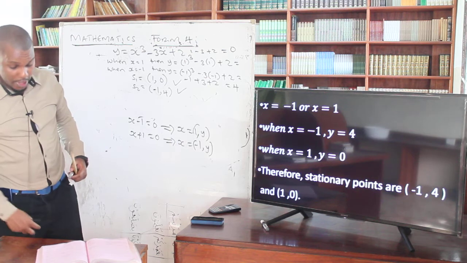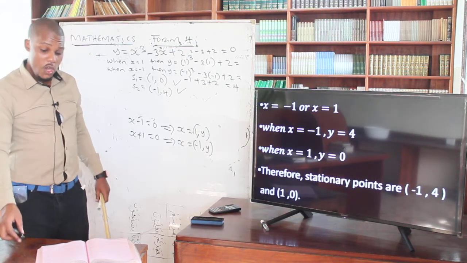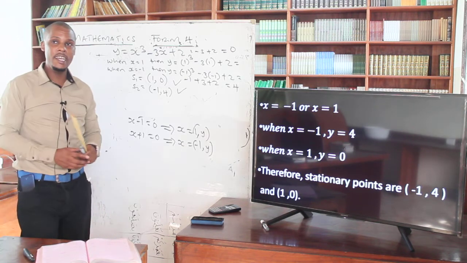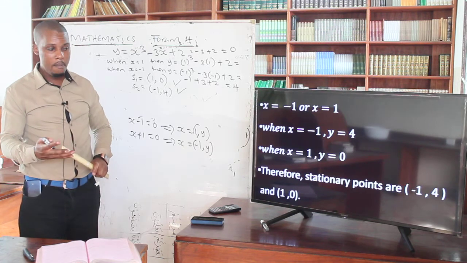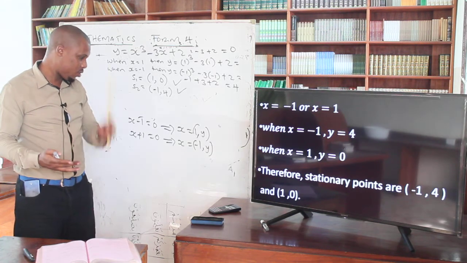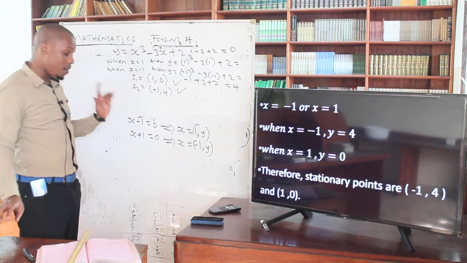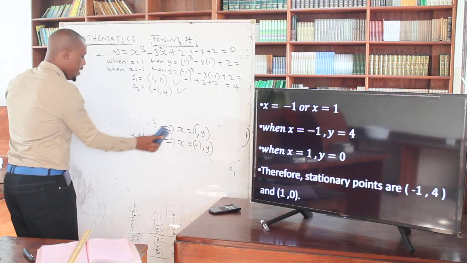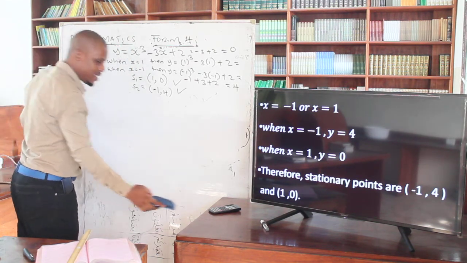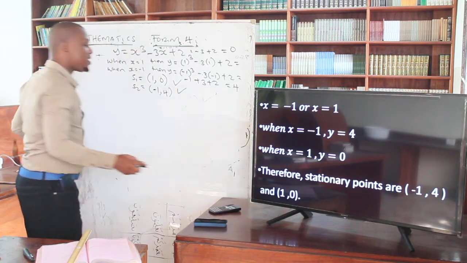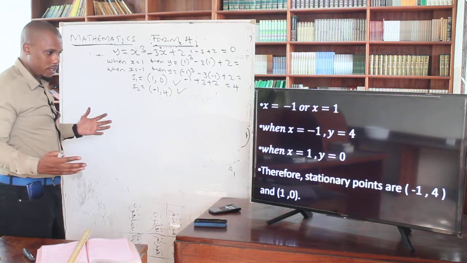So when you reach that point, you are not yet through, because the question was telling you to identify the nature. I've given you 3 natures: maximum, minimum, and the point of inflection. You have identified that you have the two stationary points. So now you have to decide, is it a maximum point, is it a minimum point, or is it a point of inflection? So how do you go about it?